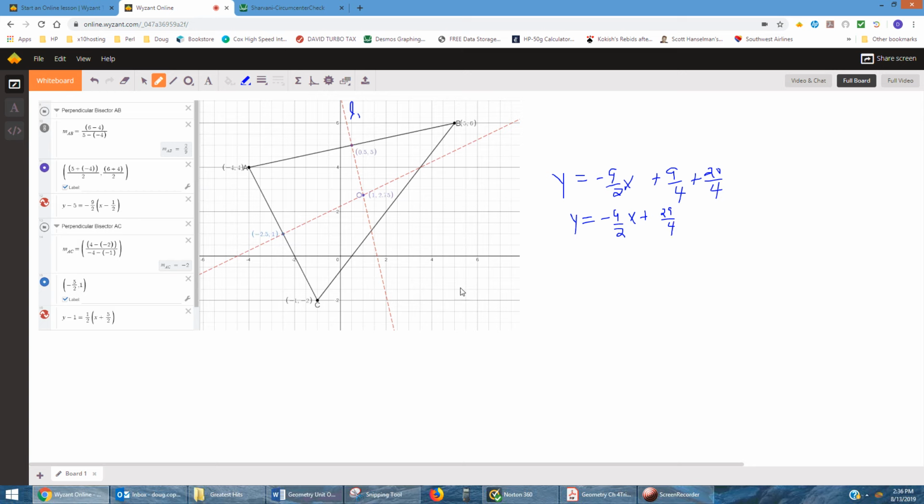And then for L2, this line right here, the equation is y minus 1 equals 1/2 times the quantity x plus 5/2. So I'm going to put that in slope-intercept form by distributing the 1/2. That's 1/2 x plus 5/4.